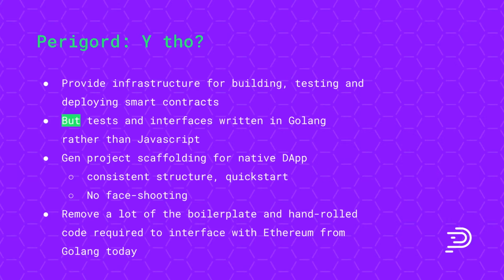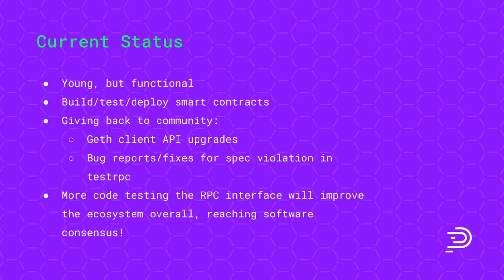This is why we've developed Perigord, which attempts to take a Truffle-style approach to DApp development, but is geared towards developing backend or native applications in Go. It provides a project scaffold and support library which removes some of the rougher edges surrounding interfacing with Go Ethereum, along with providing a consistent and therefore easier to understand structure to native DApp projects.